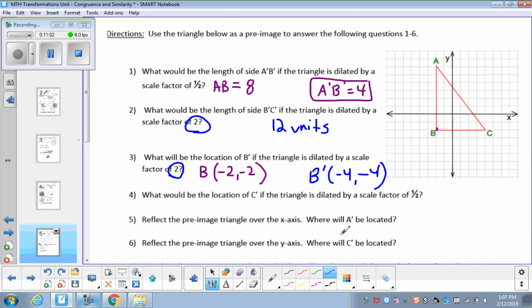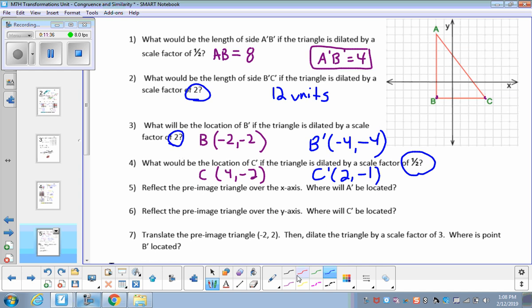All right, for the next one, what would be the location of C prime if the triangle gets dilated by a scale factor of 1/2? So currently, point C is located over 1, 2, 3, 4, down 2. Okay? So C is currently located over 4, down 2. That means C prime would be located at 2, -1, because all we got to do is take 1/2 of each of these coordinates.